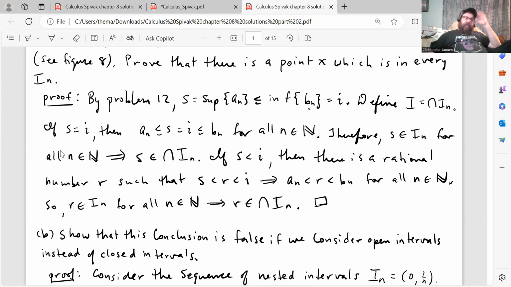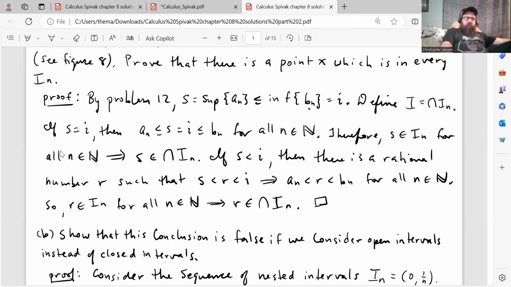If S is less than I, then there's a rational number R such that S is less than R less than I. That's by the density of the rationals in the real numbers. And that implies that AN is less than R less than BN for all natural numbers N. So R is in IN for all natural numbers N, which implies that R is in the intersection of all of the intervals.